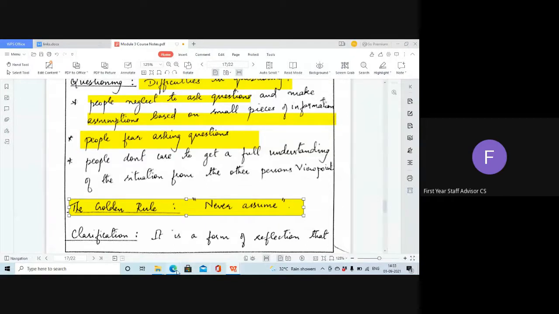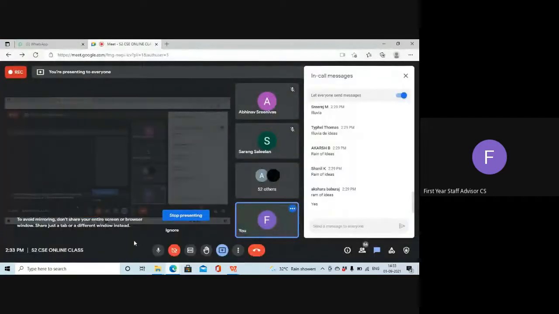Is it clear? So what is the golden rule? Never assume. Very good, Ashwin. Never assume while you're studying or listening to some presentations or lectures. Don't assume anything. If there is something you cannot understand, just ask questions and clear your doubts.